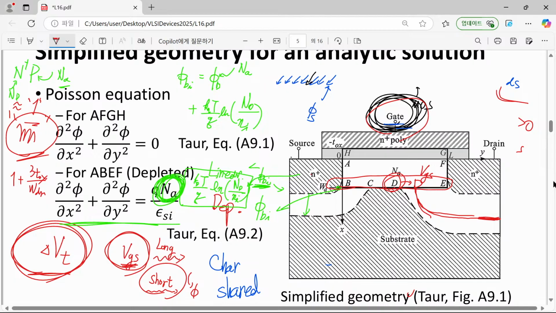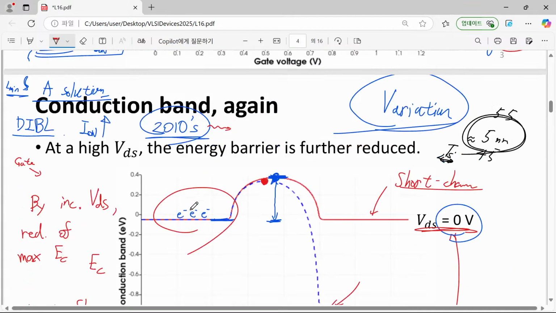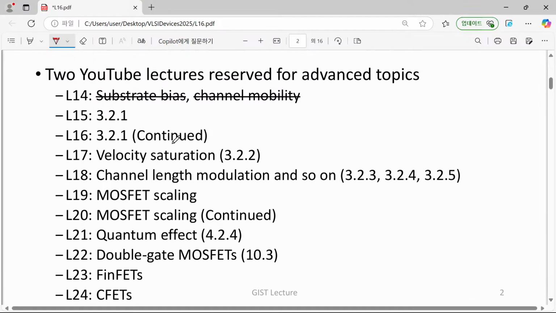So in the next lecture, we will try to find the real expression for our simplified model. And where are we now? We are currently at lecture 16, and following our plan, we actually have to finish our discussion about this simple 2D potential solution, but we were not able to finish it. So in the next lecture, we will shortly continue this discussion. After that, we will move to the discussion about velocity saturation. Okay, thank you.